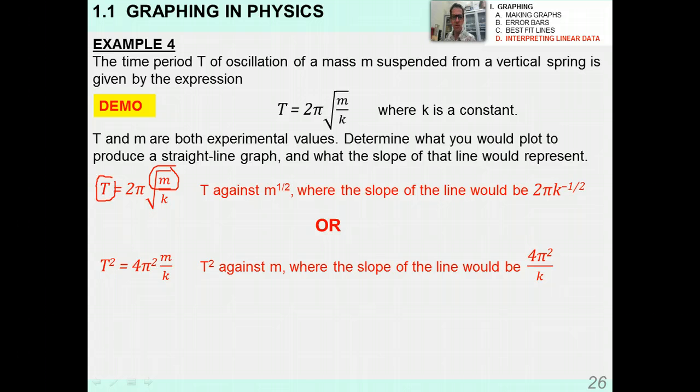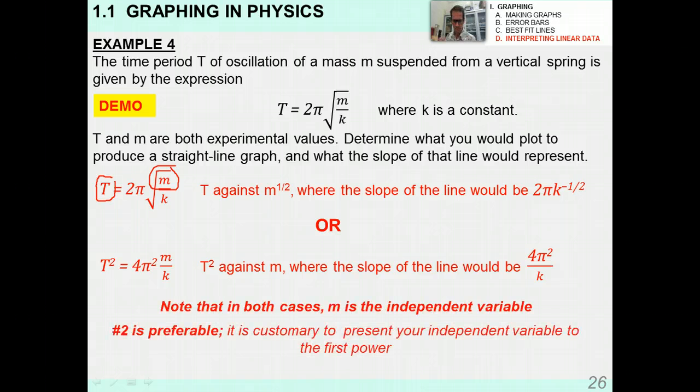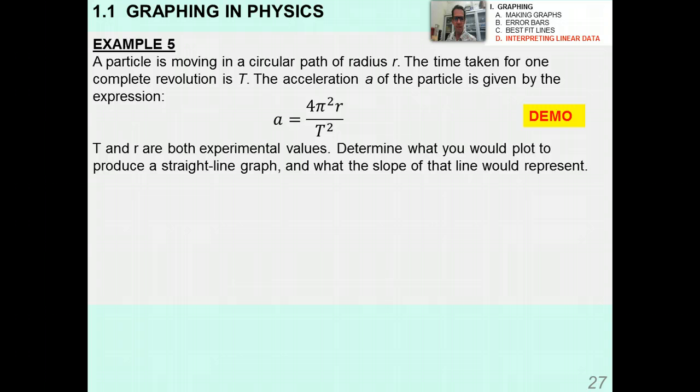Regardless of the method you use, and we'll do this in class, you should end up with the same value for k. So pretty interesting. Note also that m is the independent variable. I'm putting a star here, saying number 2 is preferable. You could do either, but 2 is preferable because you really want to avoid roots and any power that's not an integer, generally speaking. But again, you probably wouldn't be marked off for that. All right, next example.